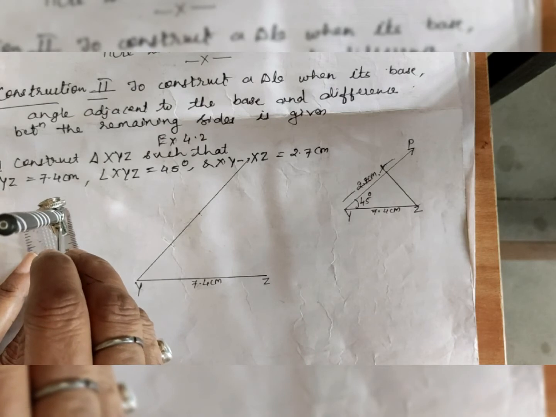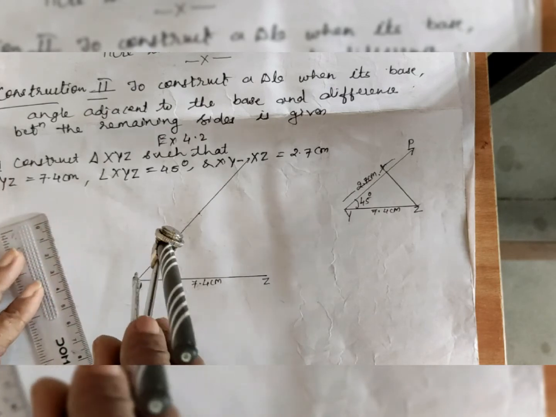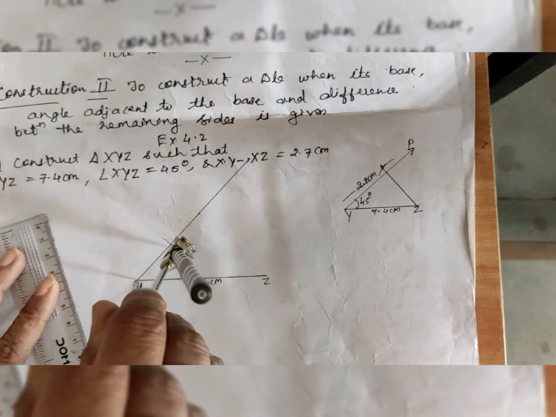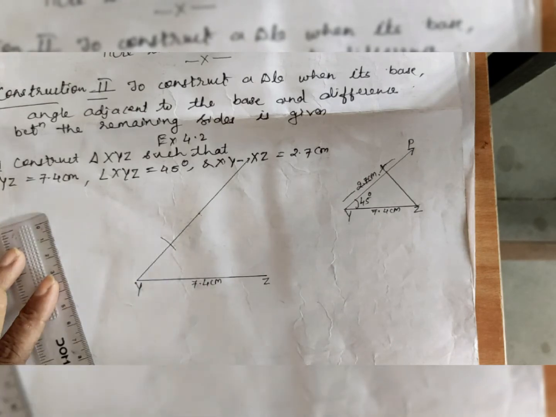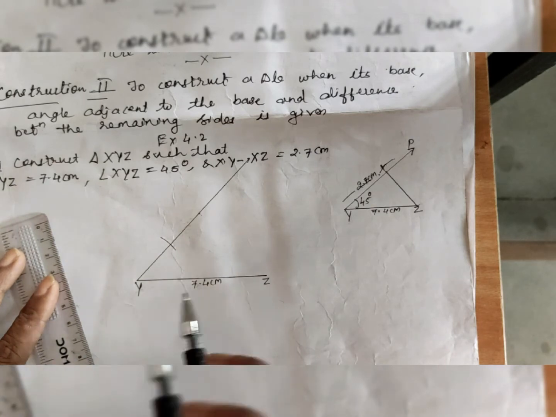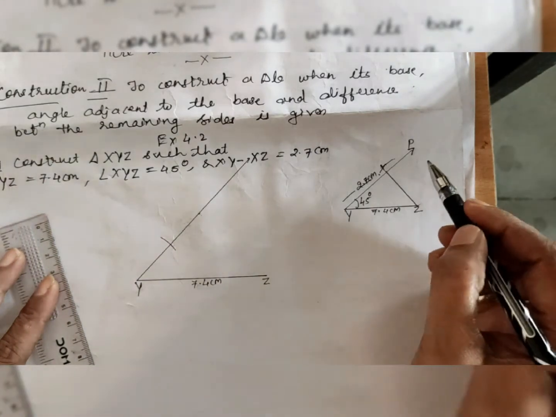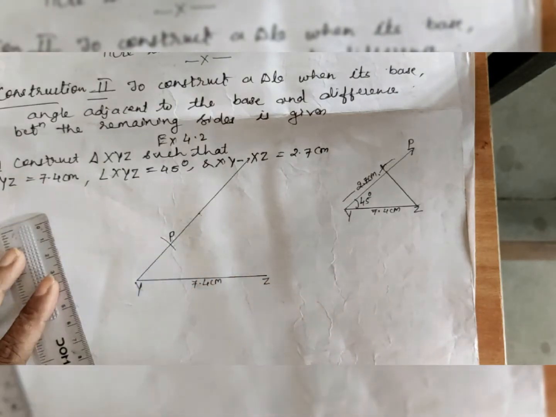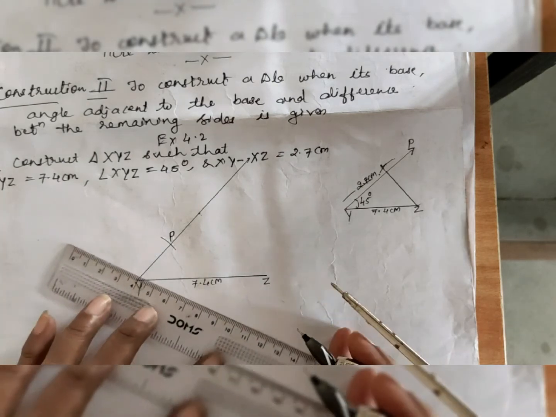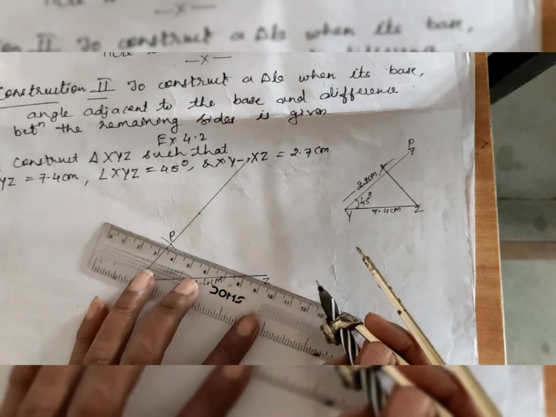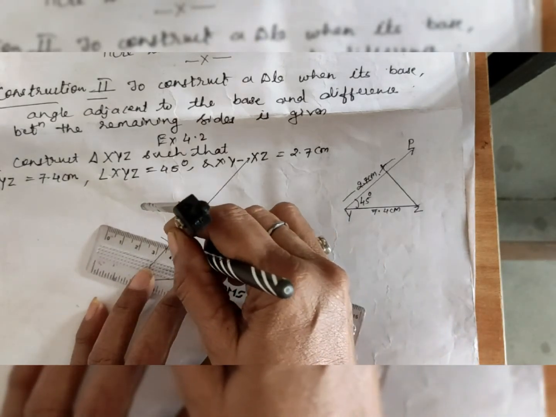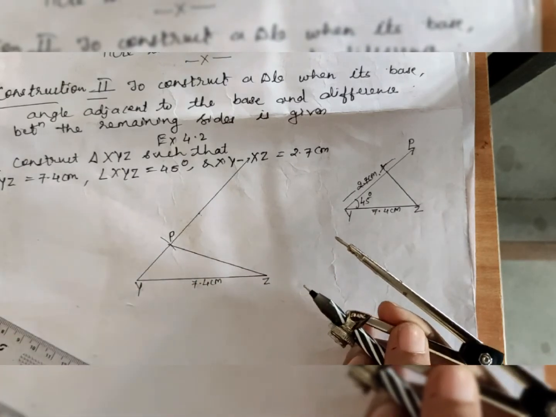Take 2.7 and draw an arc on this ray. Okay, and this point of intersection, you can name with any letter other than the names already in the triangle. As in the rough figure we have taken this as P. Suppose this is P, and now you know what is the next step. You have to draw segment PZ. So let us draw this segment PZ.